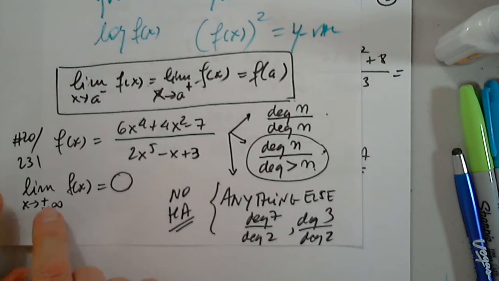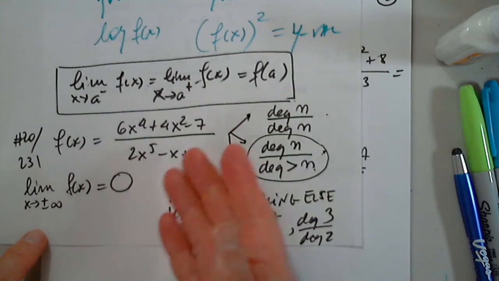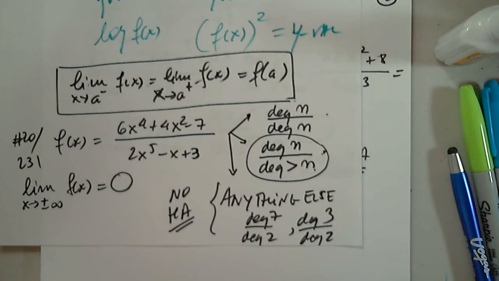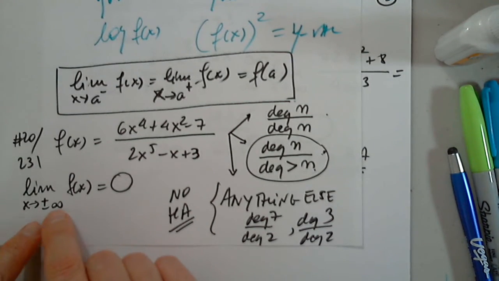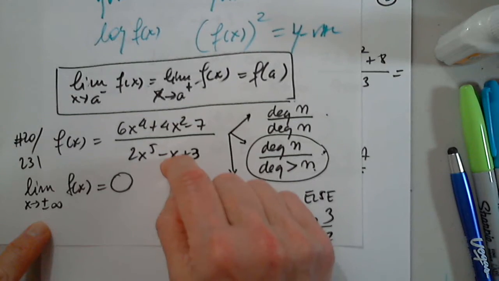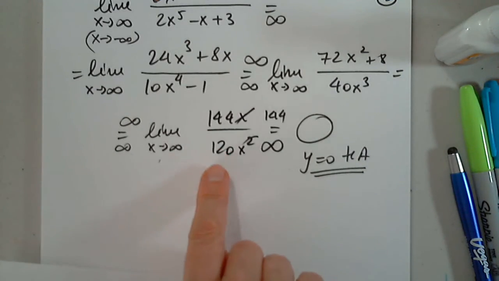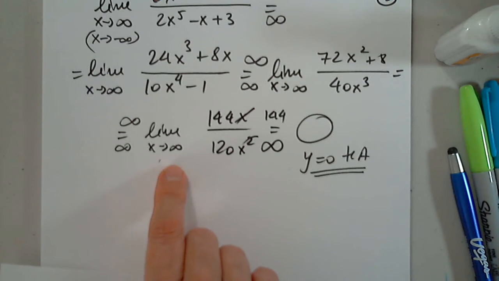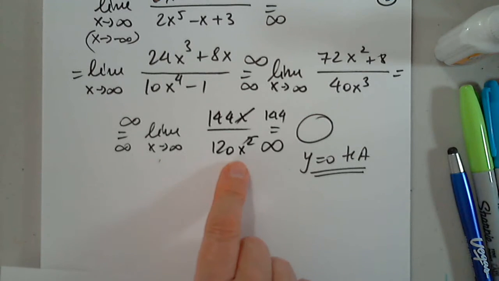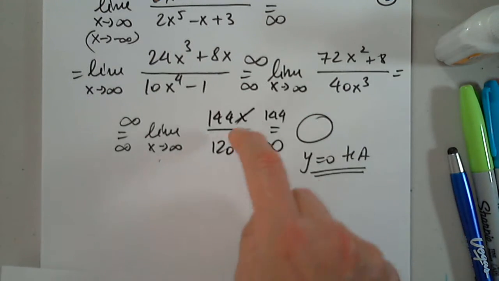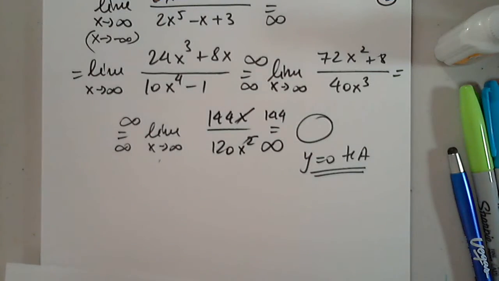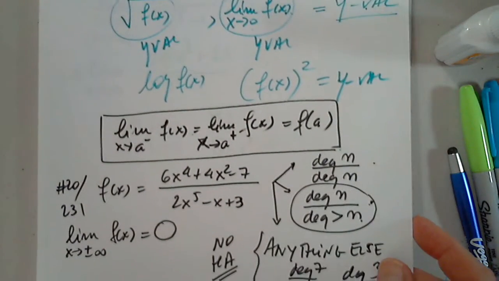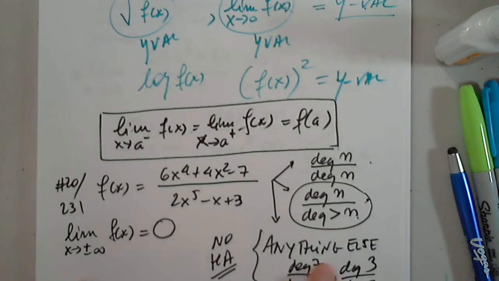But if you say, calculate the limit as x approaches 1, I'll have to plug it in. It's not 0. But if I go to infinity, x goes to infinity or negative infinity, this will overcome that, as you saw. 144 over 120 times x, but x approaches infinity, goes to infinity. So that's why this is huge in comparison to 144. That's why the answer is 0. And if you have anything else, these do not have horizontal asymptotes.